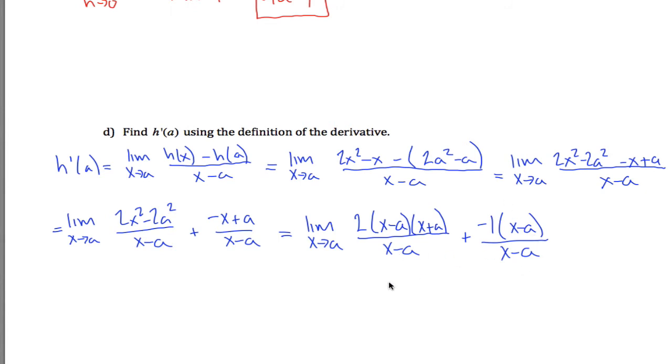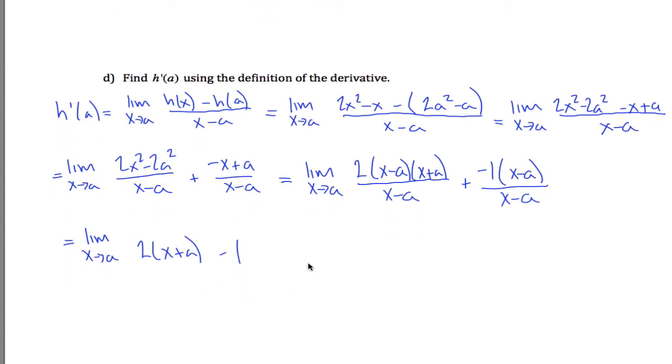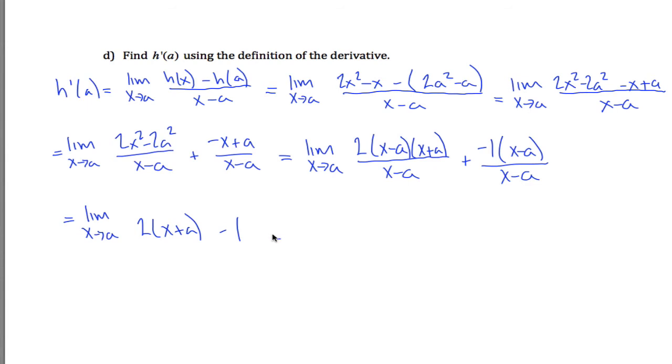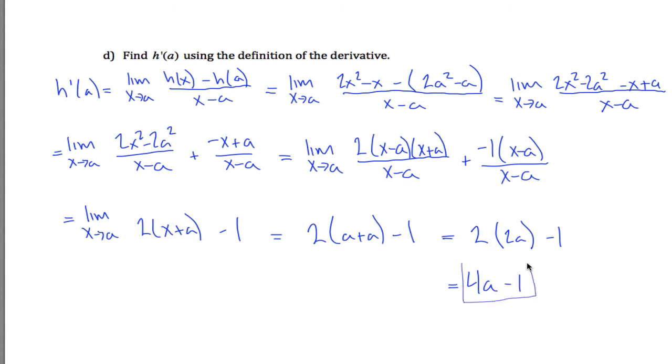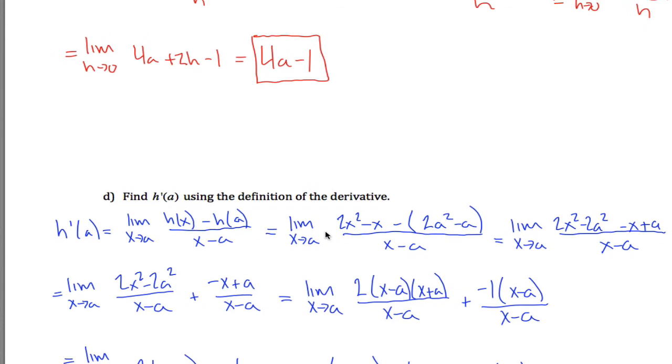So now I cancel out these x minus a's, these x minus a's, and I get that this is the limit as x approaches a of 2x plus a minus 1. This is a limit I can evaluate. Change all the x's into a's, and I get that this is 2a plus a minus 1. A plus a is 2a. 2 times 2a is 4a. So what I get is 4a minus 1, which hopefully is what I got up here.